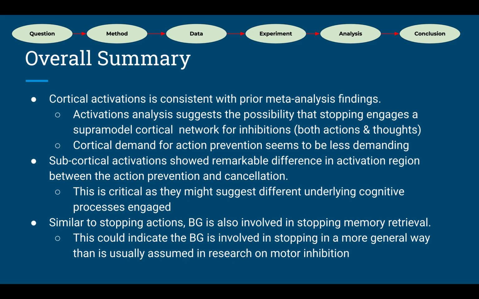To conclude, this meta-analysis is in line with past analyses, where the cortical region engages a supramodal role for the inhibition task. Subcortical activations were quite interesting: even though the first two tasks were motor in nature, due to differences in process, they are activating different subcortical regions. This is a critical conclusion as it indicates different underlying processes. As a grand conclusion, we can see that the BG is not only involved in motor inhibition but also in memory inhibition.